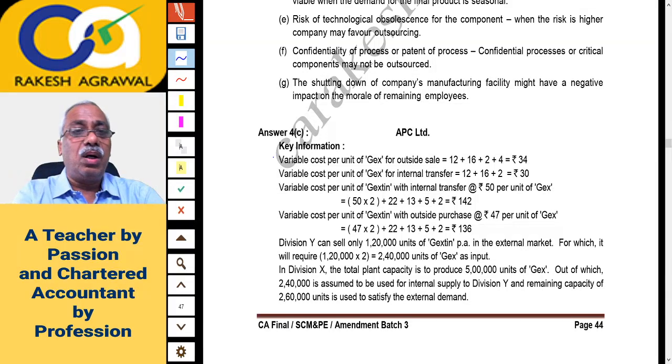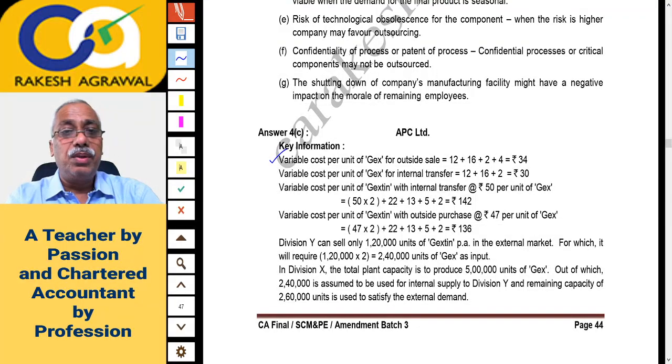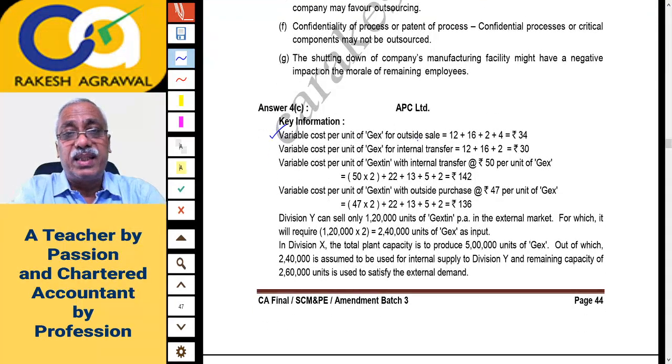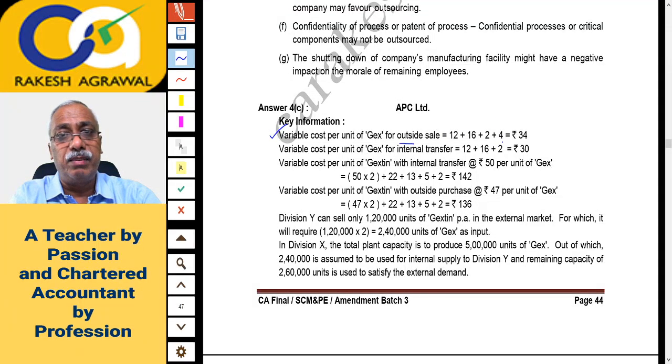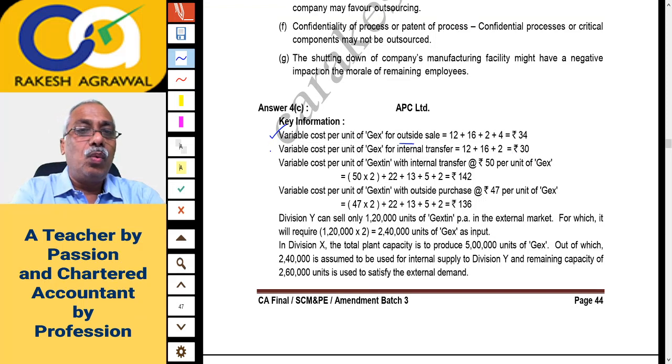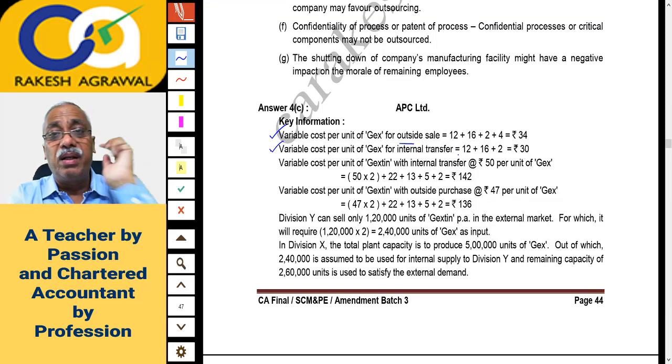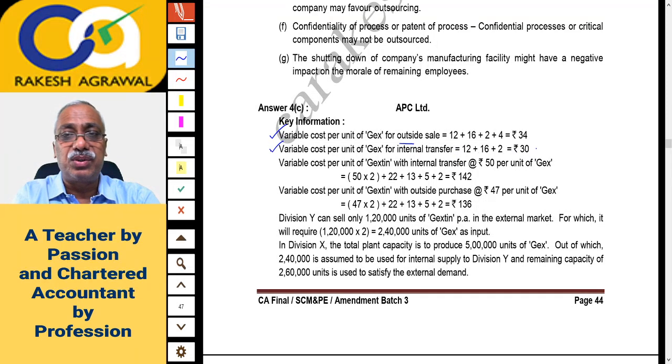Check variable cost per unit of JEX for outside sale. So I have taken all variable cost. All variable costs were given there. 12 plus 16 plus 2 plus 4. So it is 34 rupees. Actually in the question they have given contribution per unit also. Now variable cost per unit of JEX for internal transfer. So 4 rupees you are saving. So it will be only 30 rupees here. This will be 30 rupees and this will be 34 rupees.